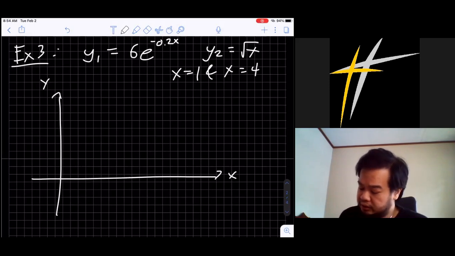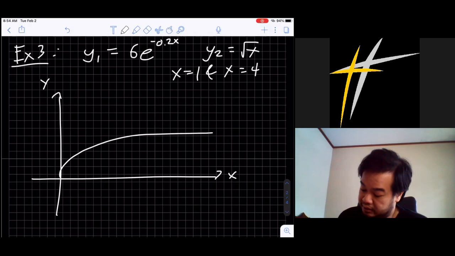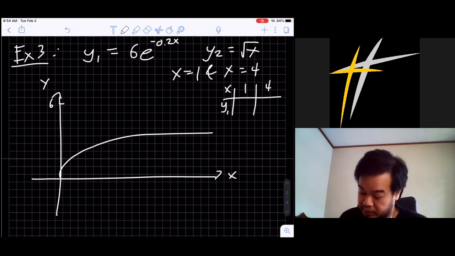Let's go with the easy one first: y equals square root of x. You know that this is y equals square root of x, right? And then 6e to the power of negative 0.2x. The y-intercept is 6 for sure. Then you need to find the value of y1 when x is 1 and 4, because it's evaluated from 1 until 4.